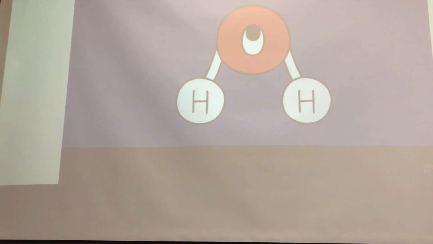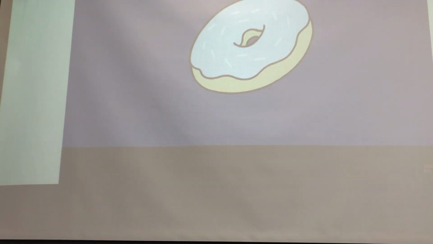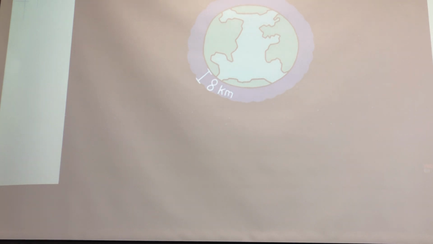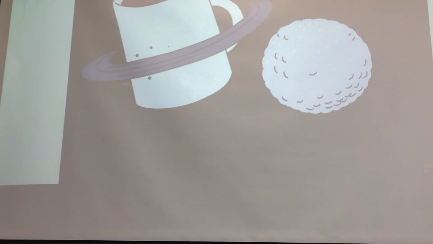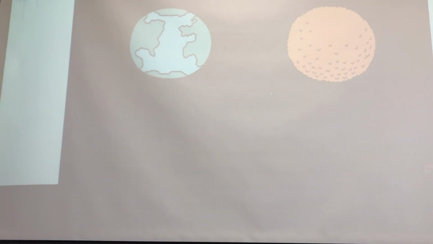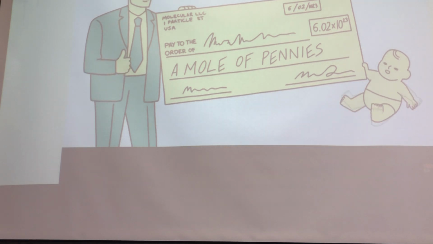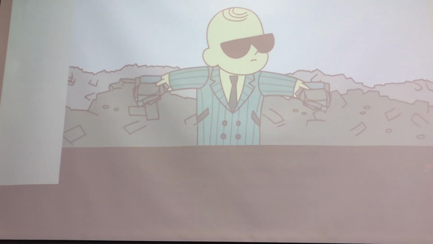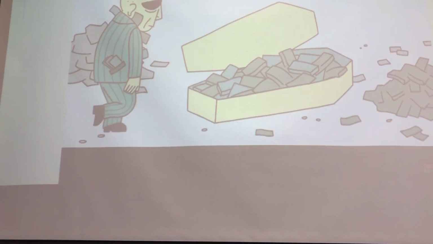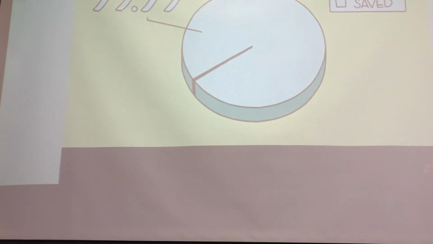Maybe this will help. Exchange the water particles for donuts. If you had a mole of donuts, they would cover the entire Earth to a depth of 8 kilometers, which is about 5 miles. You really need a lot of coffee for that. If you had a mole of basketballs, you could create a new planet the size of the Earth. If you received a mole of pennies on the day you were born and spent $1 million a second until the day you died at the age of 100, you would still have more than 99.99% of your money in the bank.